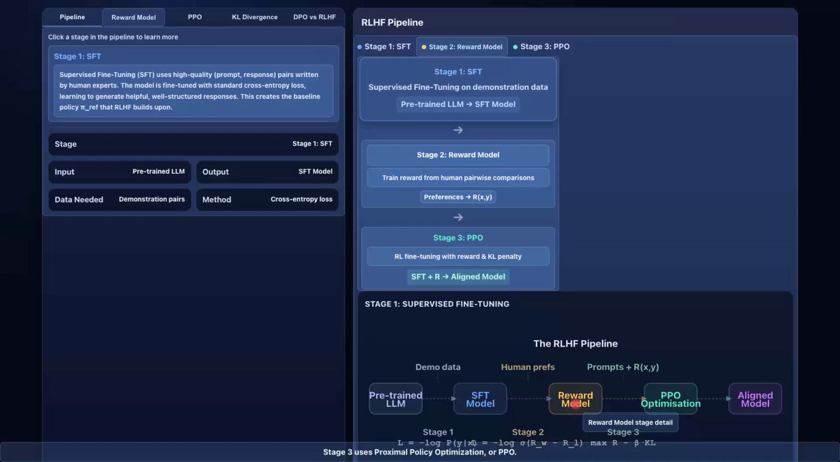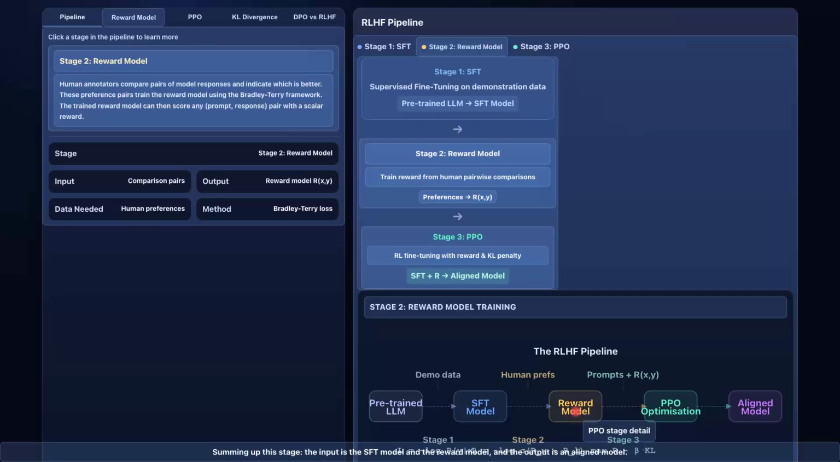Stage 3 uses proximal policy optimization, or PPO. A prompt is sampled, and the policy generates a response. The reward model scores this response, while a frozen reference model computes the Kullback-Leibler divergence, or KL divergence. The objective combines the reward and a penalty for deviating from the reference, and gradients update the policy. The reference model remains unchanged throughout. Summing up this stage, the input is the SFT model and the reward model, and the output is an aligned model. The data comes from prompts and generated responses, and the method is PPO with a KL penalty.